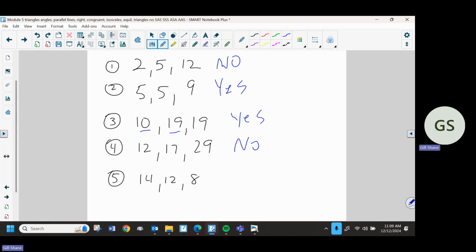What about the last one? Yes. So again, just make sure you don't use the first two numbers. Every once in a while, somebody will get in the habit of using the first two numbers every time. We use those two numbers, add them together. Yes, 20 is greater than 14. So that's a yes.